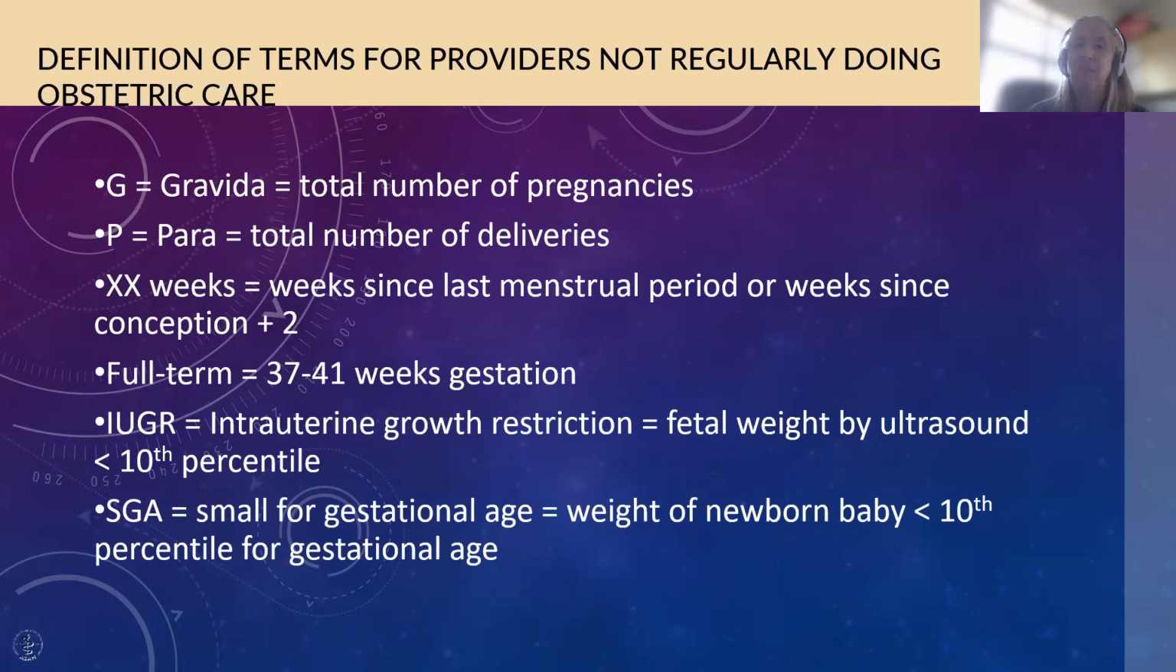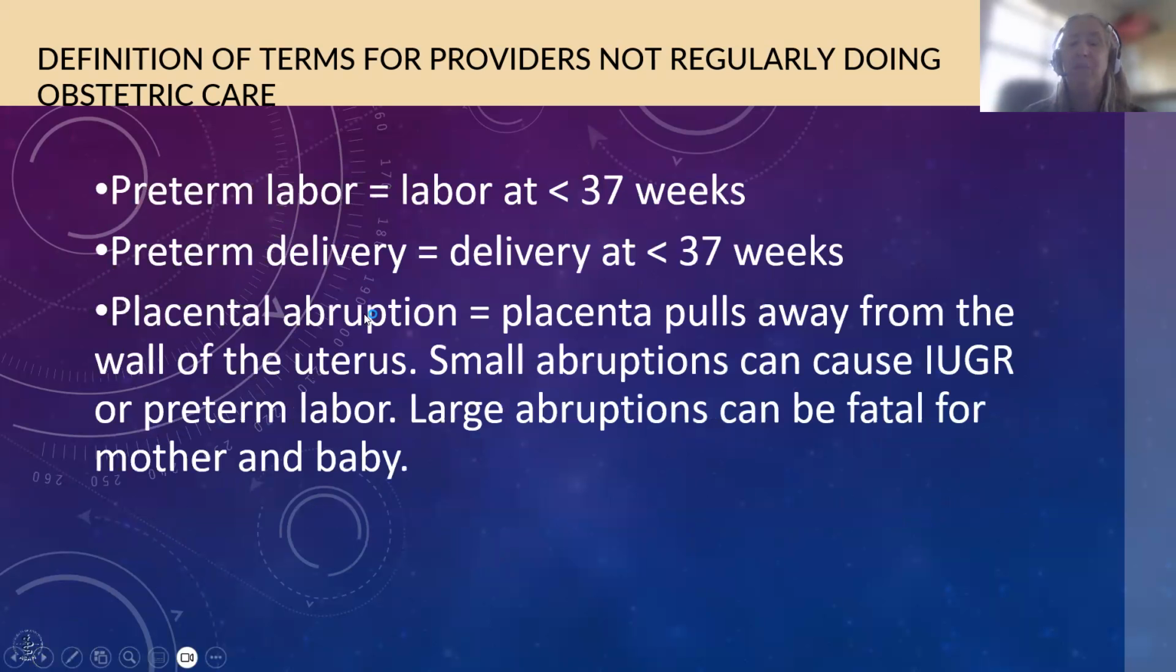XX weeks is the weeks since the last menstrual period or the weeks since conception plus 2. Full term is generally 37 to 41 weeks gestation. IUGR is intrauterine growth restriction, which is a baby who on ultrasound is weighing less than the 10th percentile. SGA is the same baby, but after they've been born. Their newborn baby weighs less than the 10th percentile for gestational age. Preterm labor is labor at less than 37 weeks, and preterm delivery is delivery at less than 37 weeks.